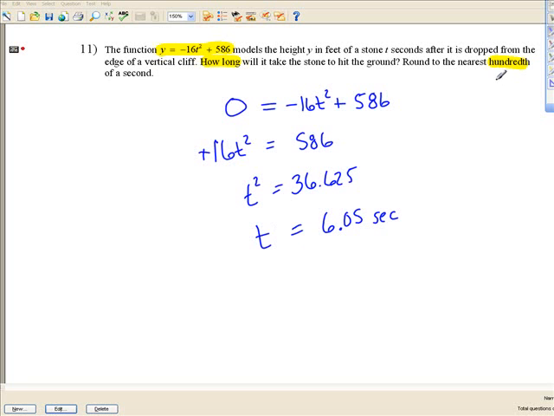So my solution is 6.05 seconds. That is rounded to the nearest hundredth. Any questions here?